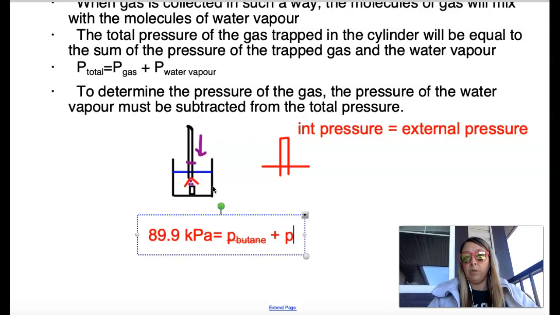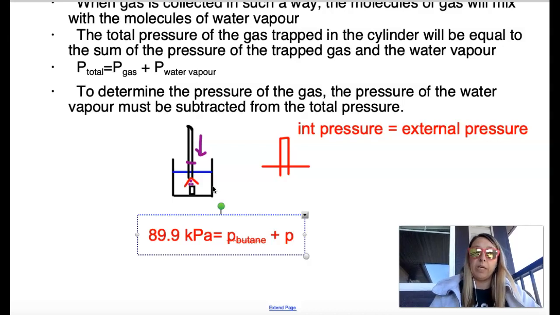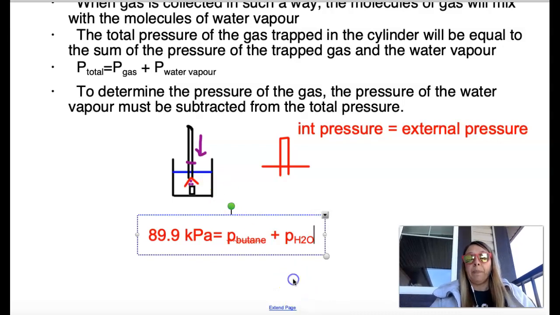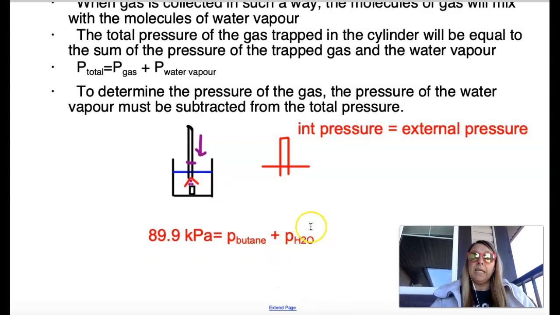Think about what happens if you leave a water glass next to your bedside table. You go back 3 days later, and even though you didn't drink it, it's all gone. Even though it's not 100 degrees and you're not boiling the water, it does eventually all evaporate. So anytime we collect a gas over water, we're going to collect our gas, but then we're also going to collect water.